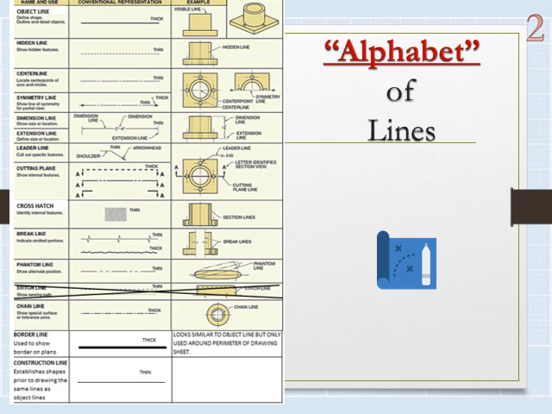Our alphabet of lines, we went through all of those, beginning with our object line. And don't forget your border line. You always have to have them outside of your drawing. You should have 4 of them to make sure you have your complete drawing. And the one sometimes people get mixed up on or forget about is your leader line. So your leader line is for your notes.